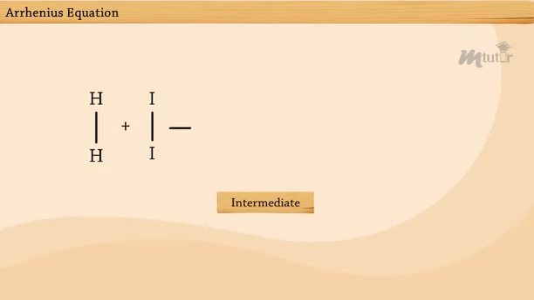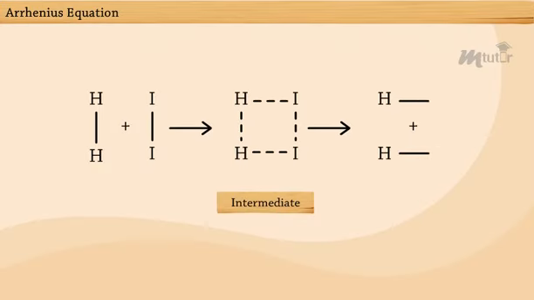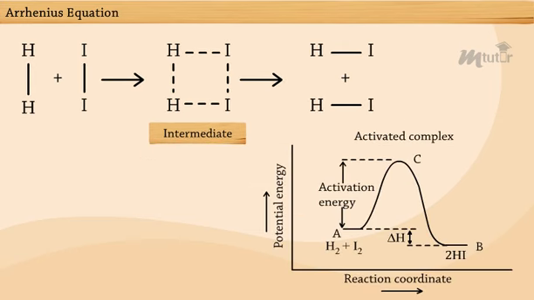Let us consider the reaction of hydrogen and iodine to form hydrogen iodide. During the reaction, a molecule of hydrogen and a molecule of iodine collide to form an unstable intermediate called the active complex. They exist in this intermediate state for a very short time. The energy needed for this intermediate state is called the activation energy, Ea, expressed in joules per mole. Then this intermediate state breaks up to form two molecules of hydrogen iodide.